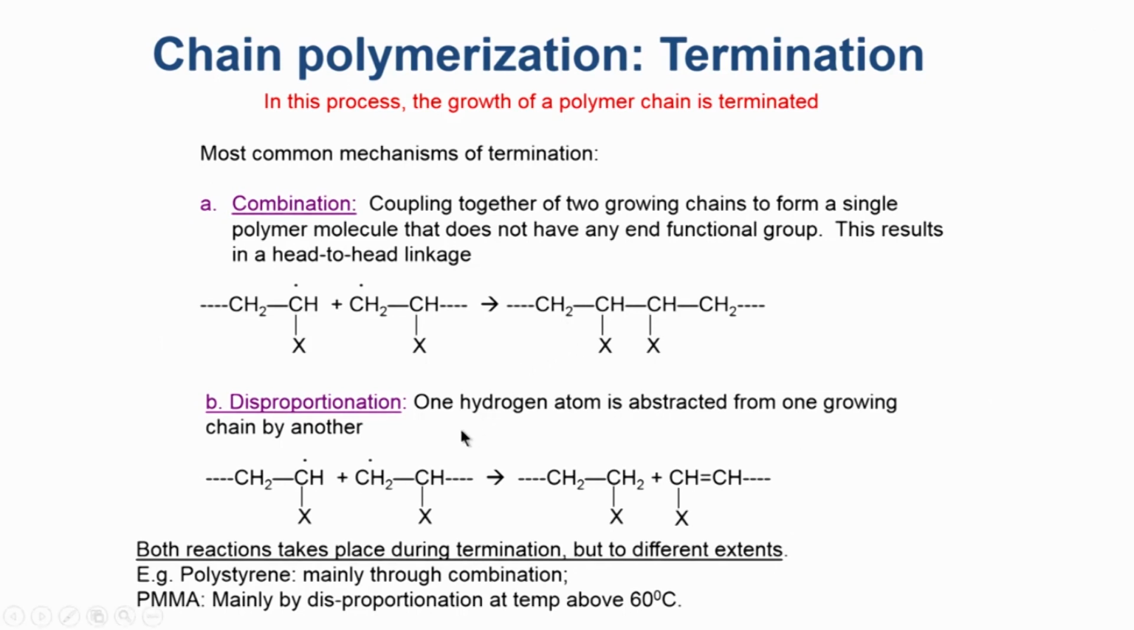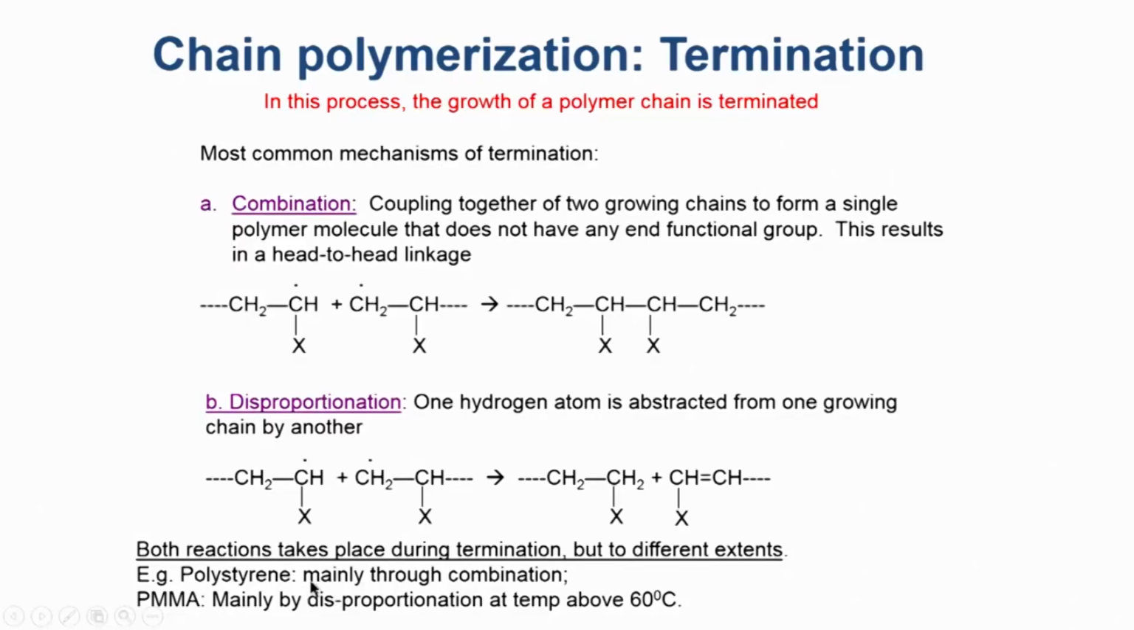And another is sometimes disproportionation, where instead of actually reacting, one of the active sites takes up the electron from another active site and does not really combine with the growing polymer, but still results in depletion of the reactive sites, resulting in loss of the polymerization. So this is called disproportionation. Typically both reactions take place, depending on what polymers you are using. Different polymers will result in different kinds of reactions. So for example, in polystyrene, mainly the termination happens through combination. In PMMA, another polymer very widely used, disproportionation typically dominates at temperatures above 60 degrees Celsius.